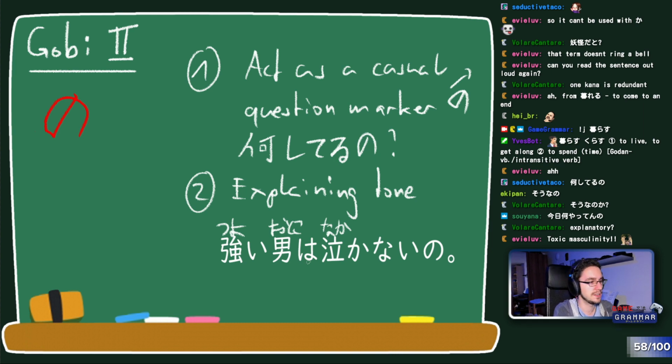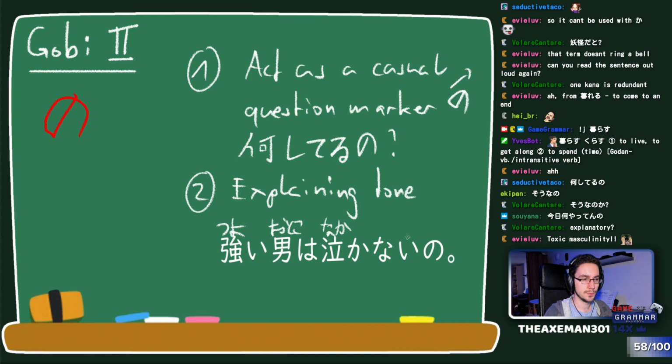Yeah, toxic masculinity. True, but also, good example. 強い男は泣かないの. This is actually something you might hear people say. You can replace it with anything else. You could also do something like 宿題はゲームをする前にやるの. Like, homework is something you should do before you play games. やるの. Explanatory, right? So that's that.